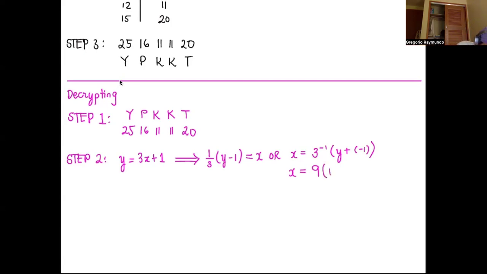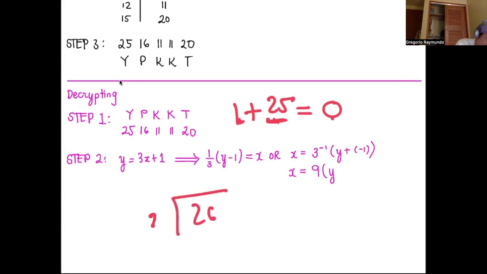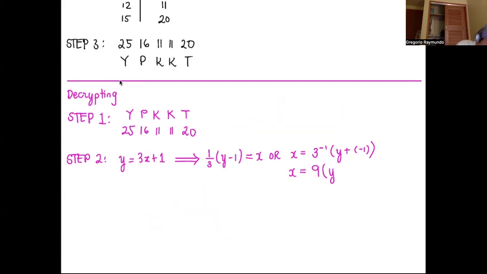Tapos ano yung additive inverse ni 1? Ano yung i-add mo kay 1? 1 plus, para makuha ay 0. 1 plus 25. 1 plus 25 is 26. Divide by 26. 26 divided by 26. 1. 1 times 26. 26. 0. So ito ay y plus 26. So ito ang ating decoder.